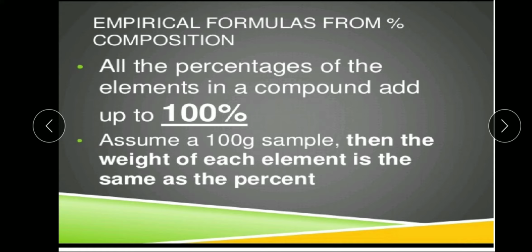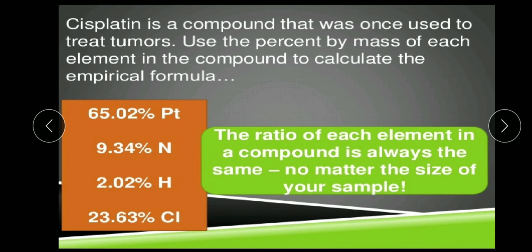Empirical formula from percentage composition. All the percentages of the elements in a compound add up to 100%. Assume a 100 gram sample, then the weight of each element is the same as its percentage. Here is a calculation of an empirical formula example.